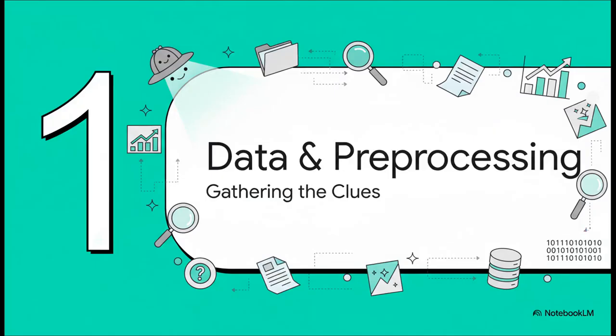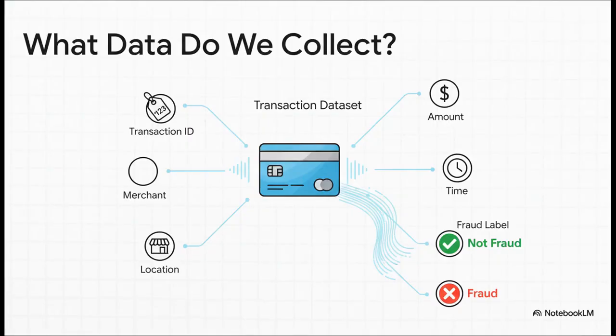Okay, so every great detective story starts with gathering clues, right? Well, in our world, those clues are data. This first phase is all about collecting the raw evidence, and then, just as importantly, cleaning it all up so our digital detective can actually make sense of it. So what kind of clues are we talking about?